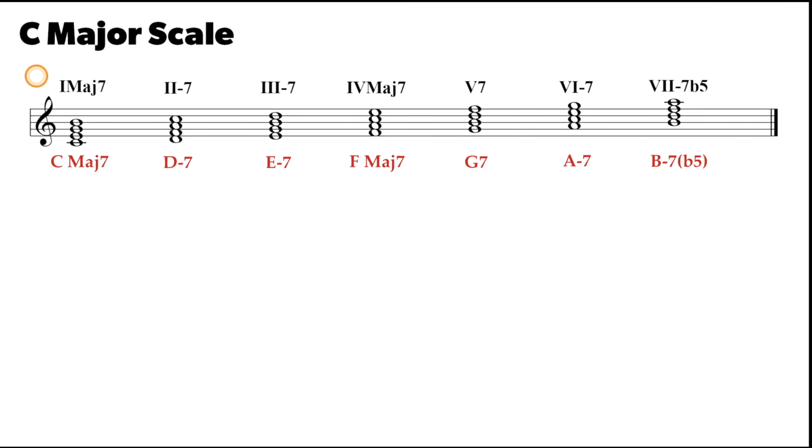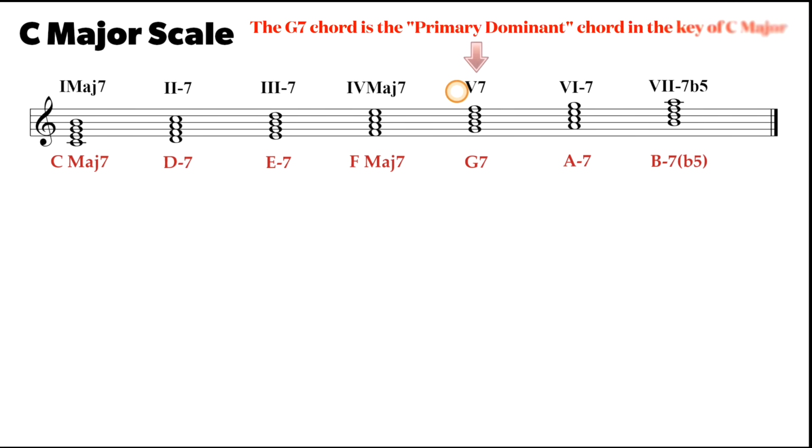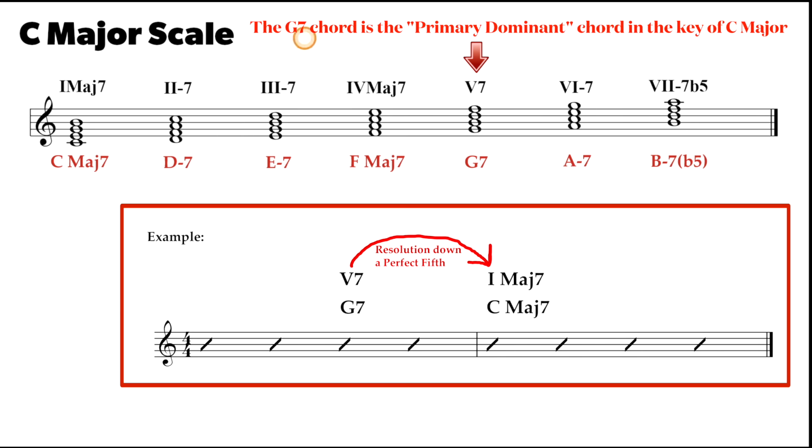If you're in the key of C major, the G dominant 7 chord is the 5 chord, which is the primary dominant chord that resolves down a perfect fifth to the 1 chord. And it's really common to see a dominant chord paired with the 2 chord for a 2-5-1 progression. So D minor 7, G7 is the 2-5 of the 1 chord.